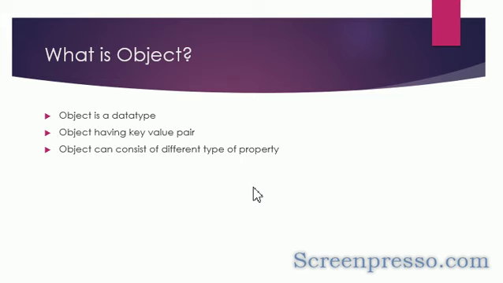Object is a data type. Object having key value pair. Object can consist of different types of property. Meaning, if you are going to store some set of data, it should have the preferred names, like you are going to store the students' details. In that case you will have the set of data like name of the student, age of the student, contact details of the student. So in that case your value should have the labeled item.